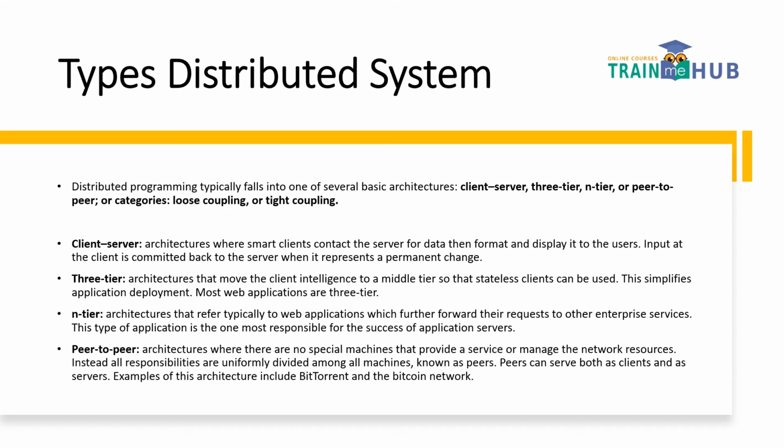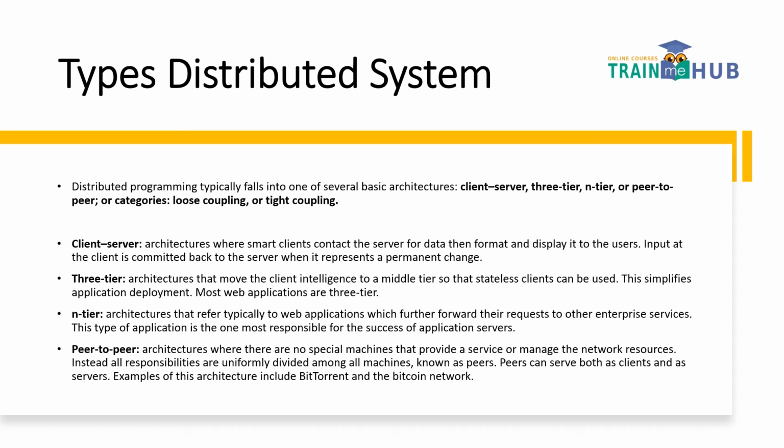Three-tier. This is an architecture that moves the client intelligence to the middle tier so that stateless clients can be used. This simplifies application deployment. Most web applications are three-tier. Now let's talk about the n-tier. N-tier architecture refers typically to a web application which further forwards its requests to other enterprise services. This type of application is one of the most responsible for the success of application servers.